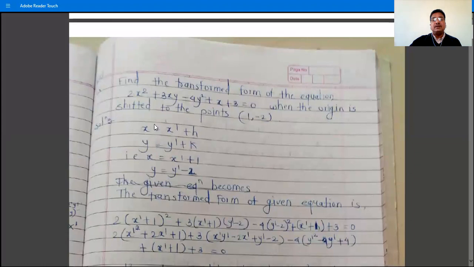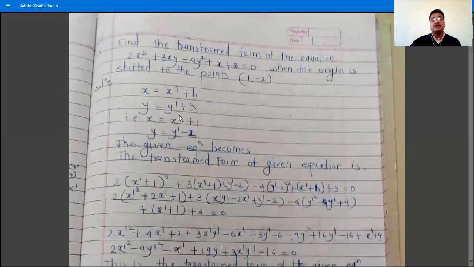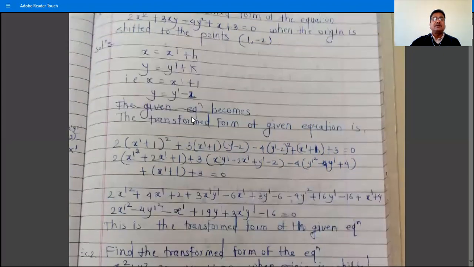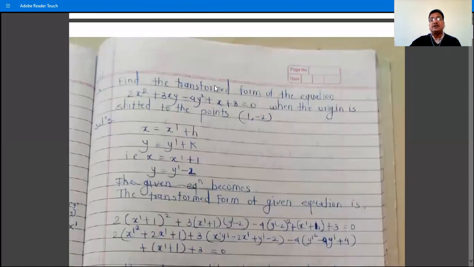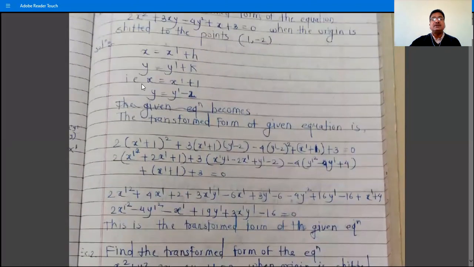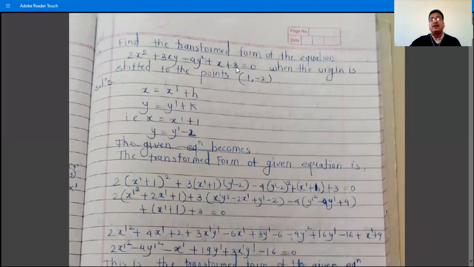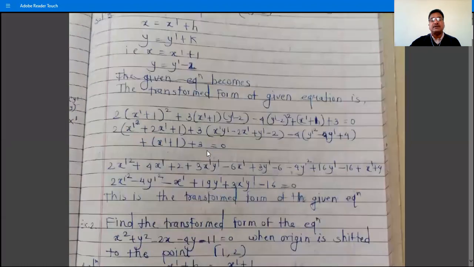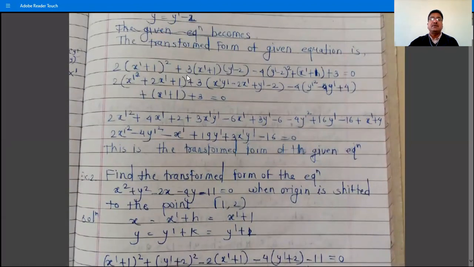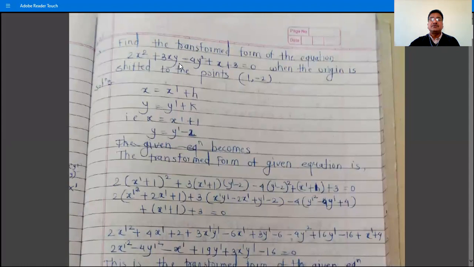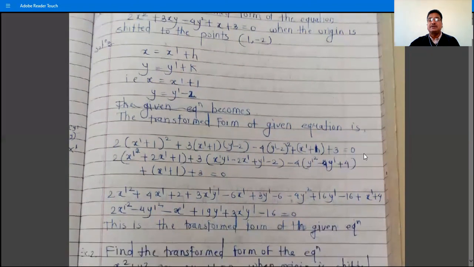So what we have to do is substitute x is equal to X' plus H, y is equal to Y' plus K in this equation, that is, x is equal to X' plus 1 and y is equal to Y' minus 2. Therefore the transformed form of the given equation is obtained by substituting these. We have 2(X' + 1)² + 3(X' + 1)(Y' − 2) + (X' + 1) + 3 = 0, where y is replaced by Y' minus 2 and x by X' plus 1.